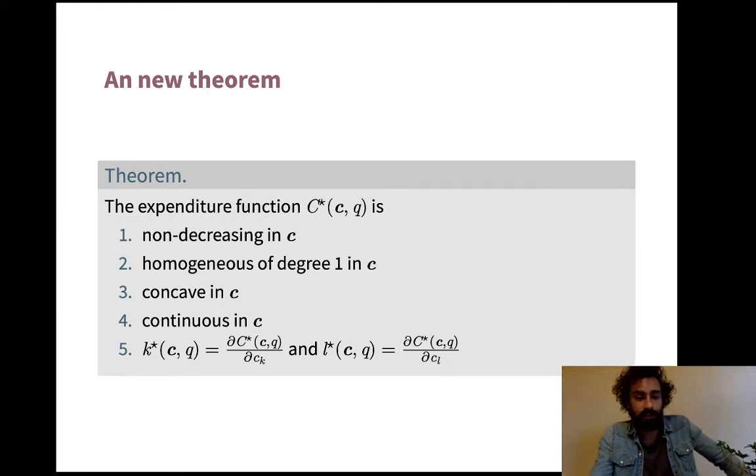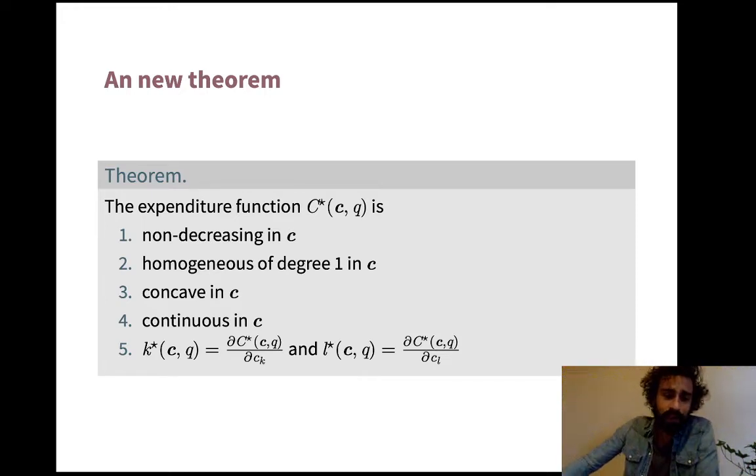It's continuous in C. That should be no surprise. Everything's sort of continuous. That's just Berge's theorem of the maximum. And then finally, the conditional factor demands are the derivatives of the total cost function with respect to the relative input costs, right? The derivative with respect to CK gives you K star, and the derivative with respect to CL gives you L star. So this is exactly the same theorem.